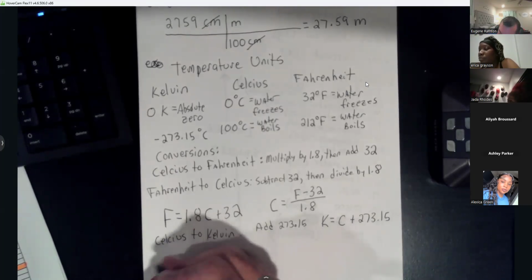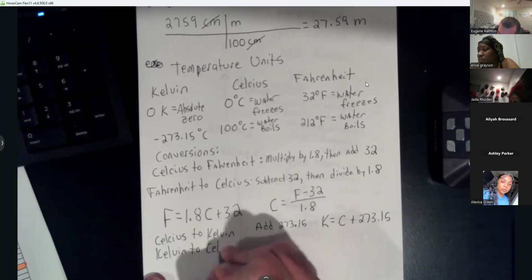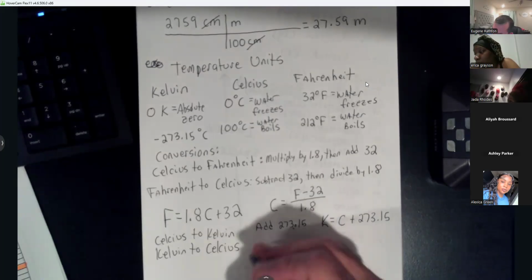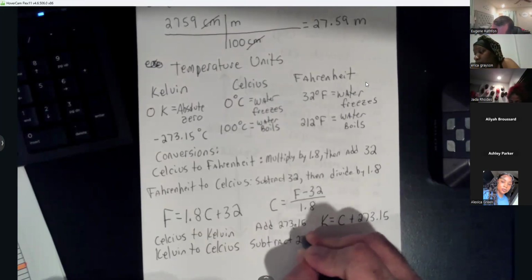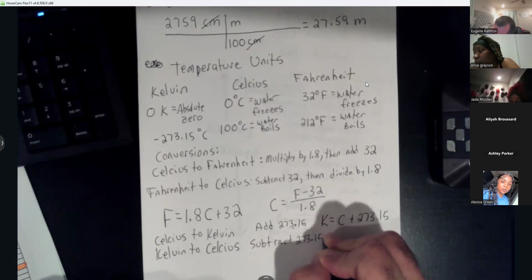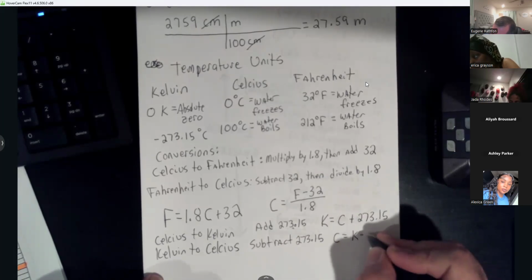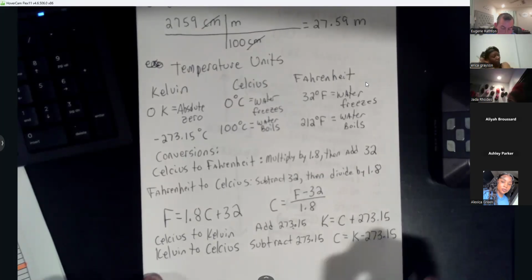And to go from Kelvin to Celsius, well, if you're adding 273.15 to go from Celsius to Kelvin, to go from Kelvin to Celsius, you're going to subtract 273.15. So Celsius will equal K minus 273.15.